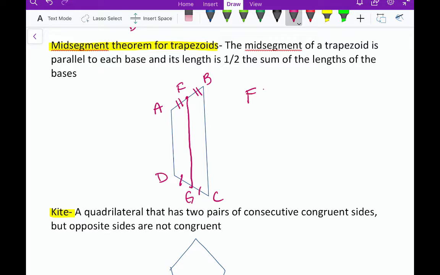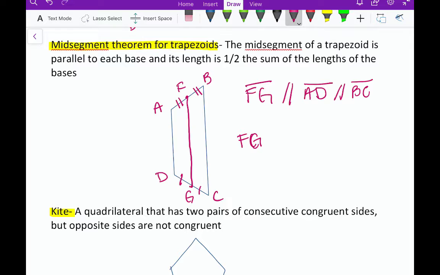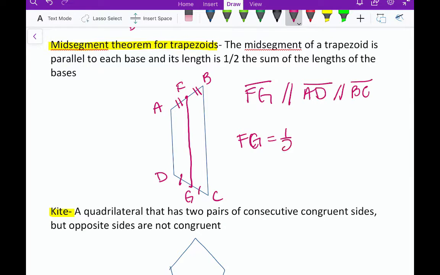So FG is parallel to AD as well as parallel to BC. FG, meaning the distance of FG, that's what that means there, is equal to 1/2 AD plus BC. So take a moment and look at that equation, see where I got that from. The midsegment is half the length of the sum of the bases. That's the sum of the bases.